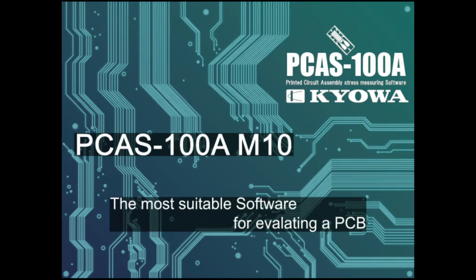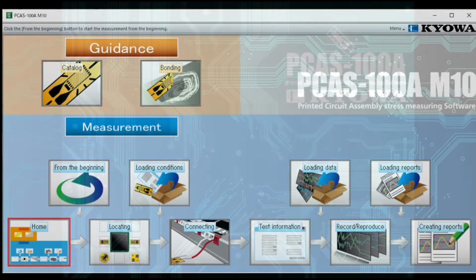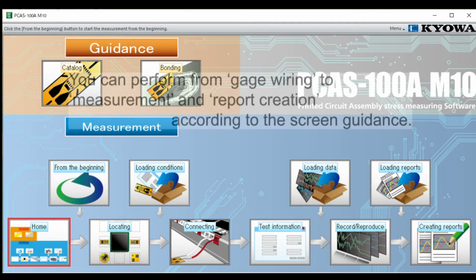Kyowa's PCAS-100A software helps you to evaluate the durability and quality control of a printed circuit board assembly. It's designed to be easy to use and user-friendly. You can set up everything from gauge installation and wiring through to the actual measurement and recording. It will even write the report for you.